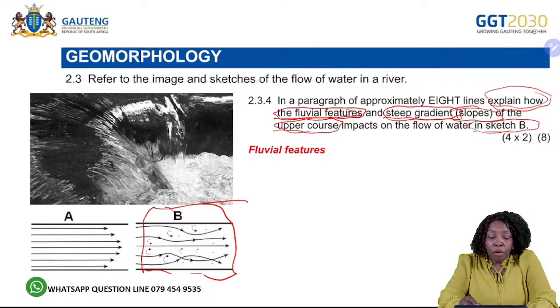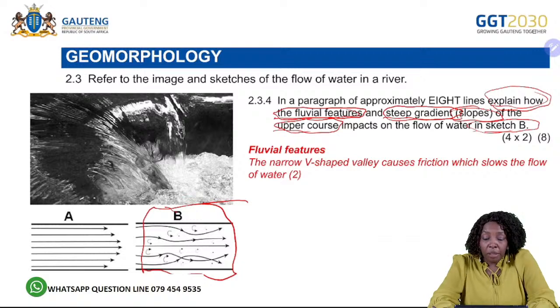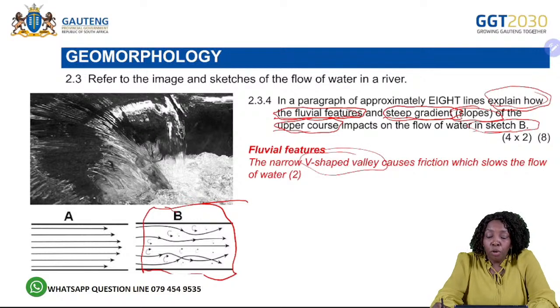So we're looking at how the fluvial features and the gradient, a steep gradient in the upper course, can impact on the flow of water here. Right, so the first answers that we're going to give would be answering how the fluvial features would impact on the upper course. Okay, the narrow V-shaped valley causes friction, which slows the flow of water. So we're saying here the valley is narrow, and therefore there is friction. So if there is friction, water would flow slowly then.